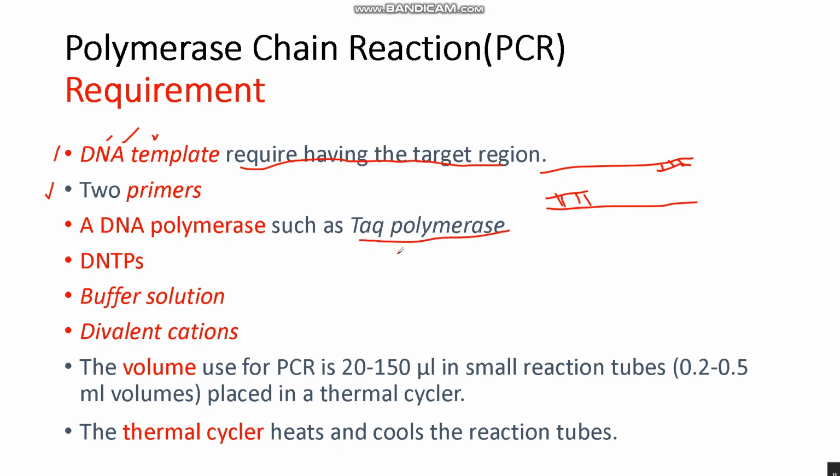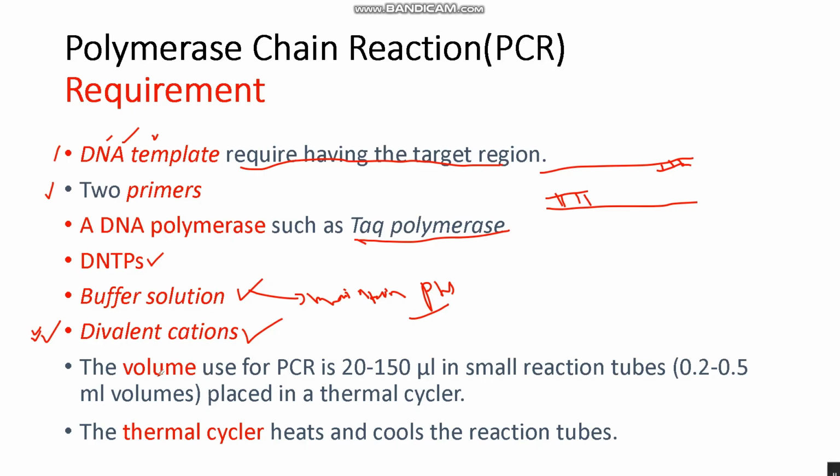Why do we use Taq polymerase? Because it can bear high temperatures. Then we need dNTPs that attach with each other to extend the DNA strand. The buffer is needed to maintain the pH of the solution. Divalent cations are also used to keep the charges balanced.